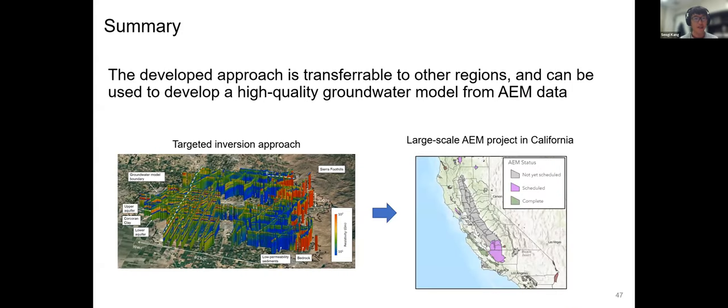So to summarize, in this study we developed an approach, and this developed approach is transferable to other regions and can be used to develop a high-quality groundwater model from AEM data. And this was quite exciting because there is lots of airborne data available in the Central Valley. And there will be lots of need to develop high-quality groundwater models in many regions in the Central Valley to generate their sustainable groundwater plans.